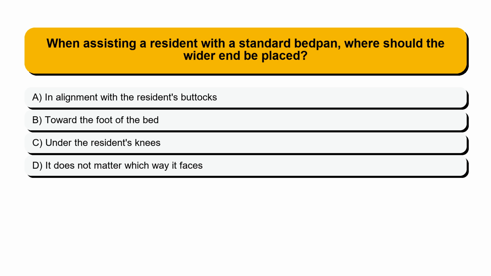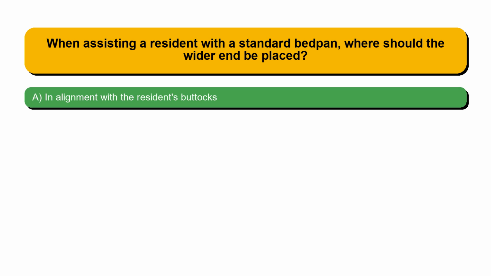Question 57. When assisting a resident with a standard bedpan, where should the wider end be placed? Option A, in alignment with the resident's buttocks. Option B, toward the foot of the bed. Option C, under the resident's knees. Option D, it does not matter which way it faces. The correct answer is option A, in alignment with the resident's buttocks.